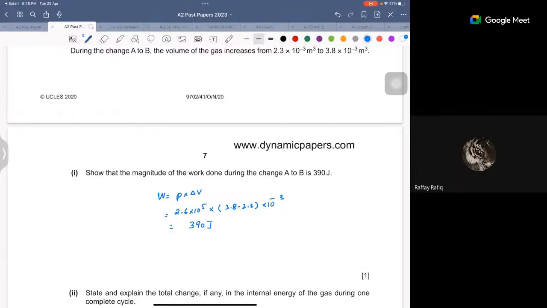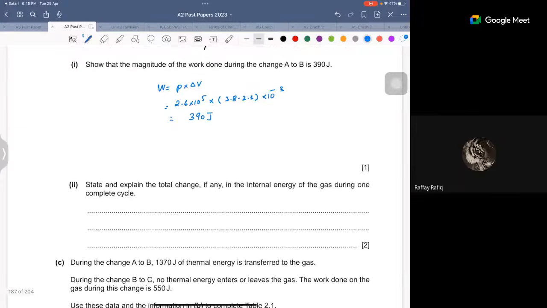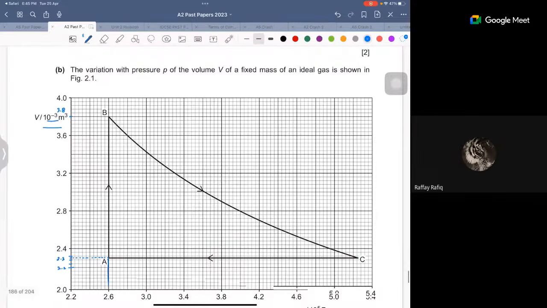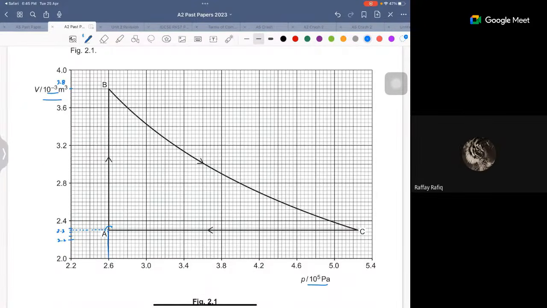390 joules. Okay. Then it says to state and explain the total change in internal energy during one complete cycle. So the internal energy change will be zero, and the reason is that if you start from A and come back to A, you have basically come back to the same condition. Same condition means the same temperature, since this represents temperatures at different points. So reaching A means the same temperature, which means the net internal energy would not change.